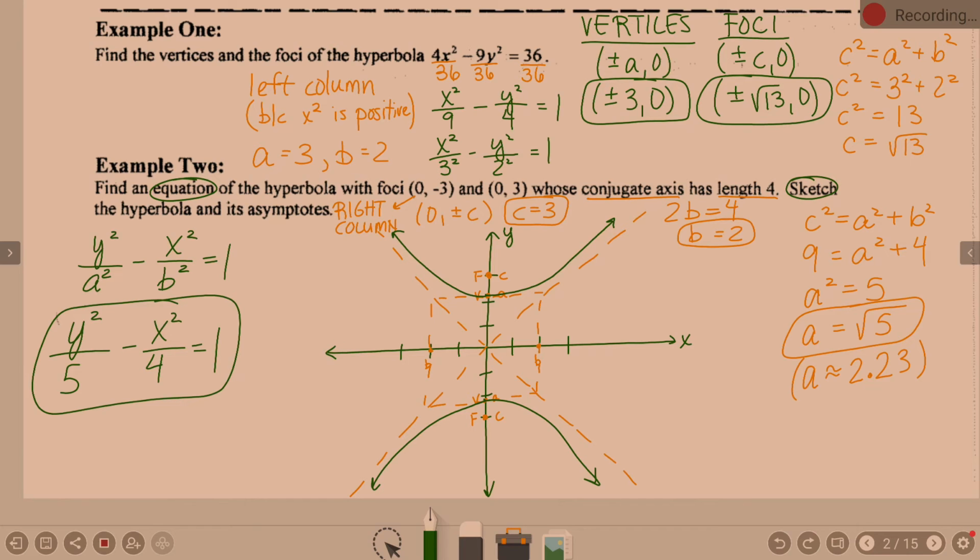So notice hyperbolas, they go through the vertices, and where are the foci? The foci are inside those curves. Or outside of the vertices. I don't even know how I want to describe that, but I think of them like parabolas, how they're inside the curve. Okay. You have graphed your first hyperbola.